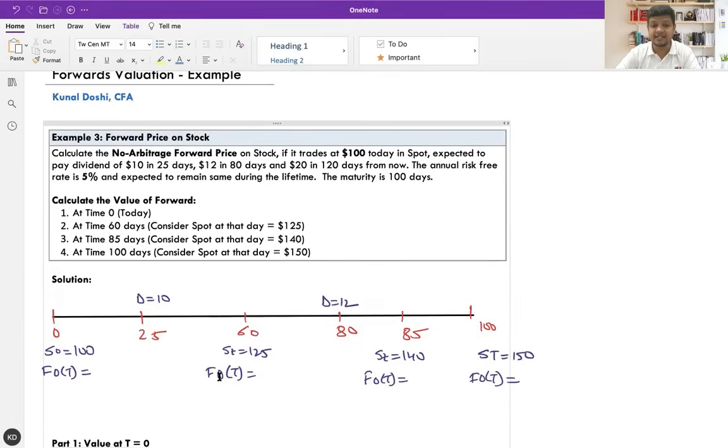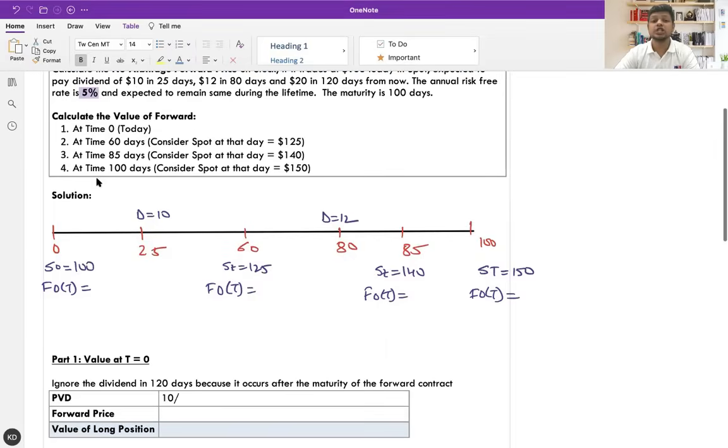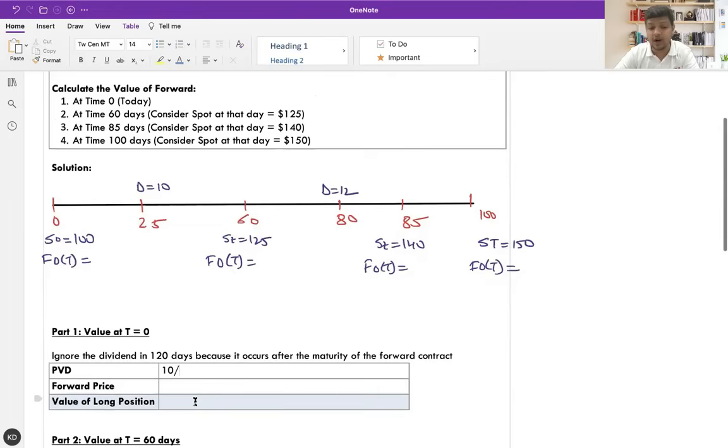Discounted with the risk-free rate, which is 5%. But for how many days? 25 days out of the total 365 days. So I'll discount it: 1.05 raised to 25 divided by 365 to make it the present value. Plus there is another dividend of 12, which will be discounted by 1.05 raised to how many days? 60. So 80 days. So it will be 80 divided by 365.